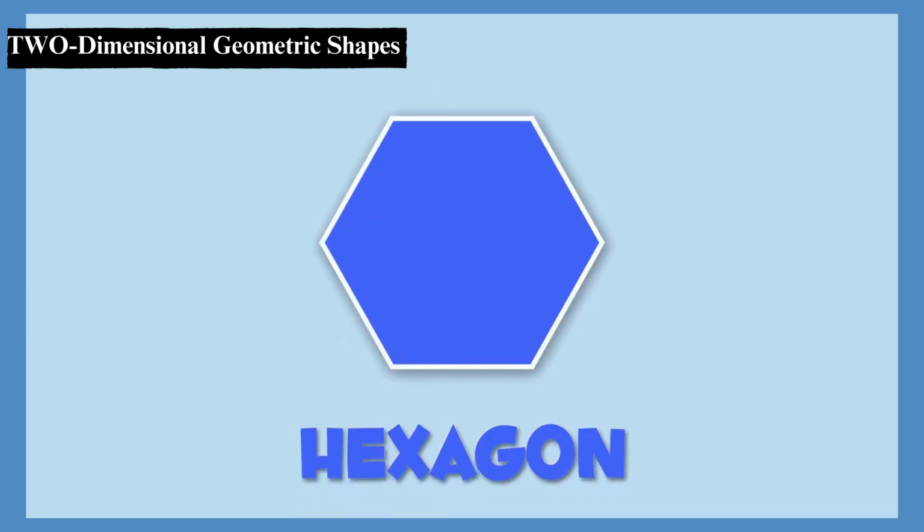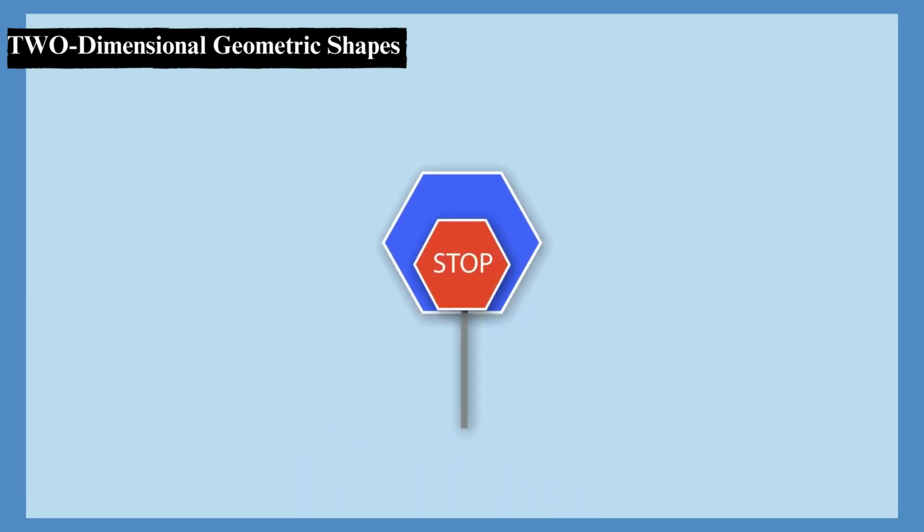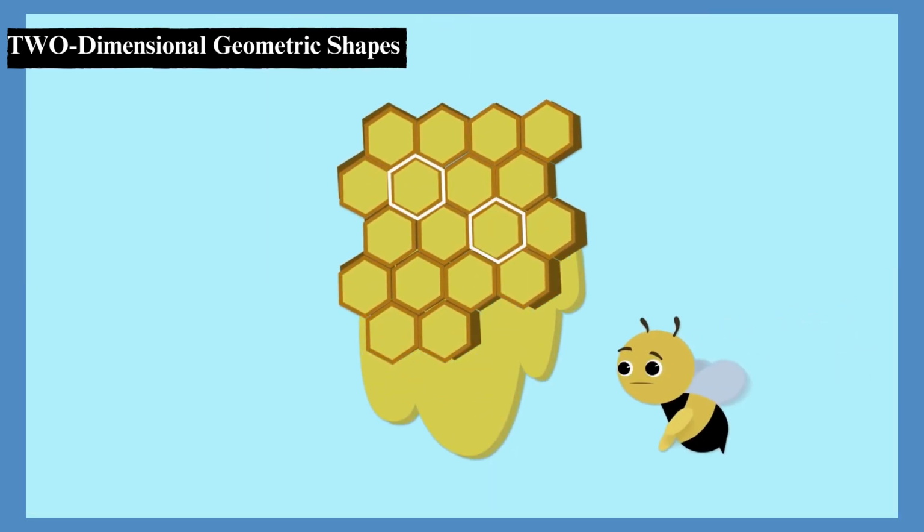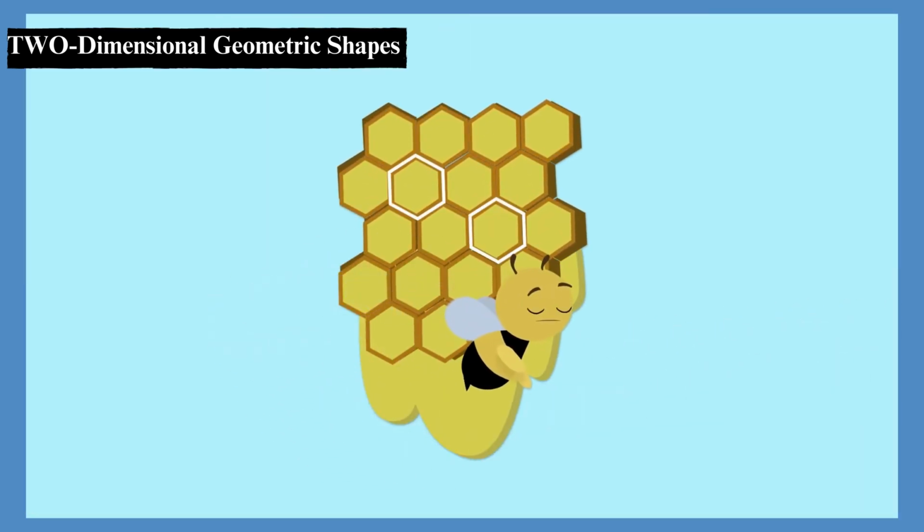Finally, I'll show you the hexagon. Hexagons have 6 sides. A hexagon is like this stop sign. Or like this beehive. We better go now. Bees are getting angry. Recap.